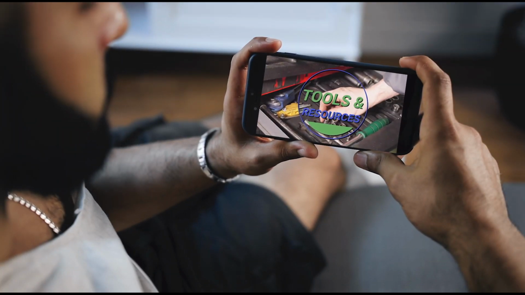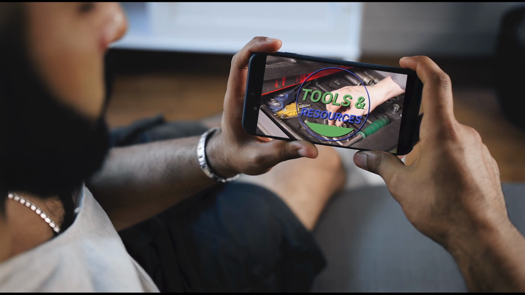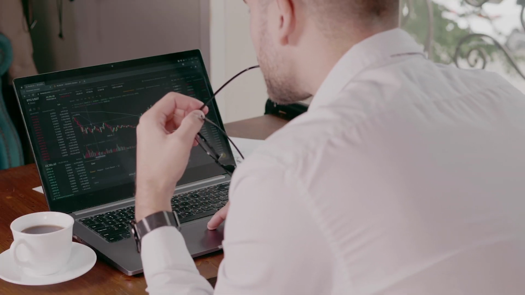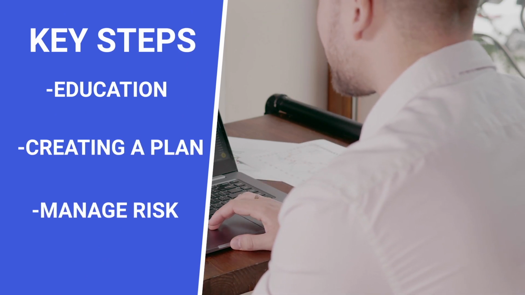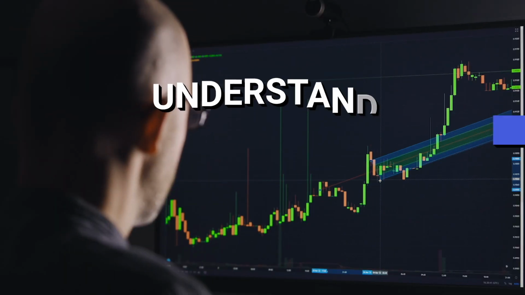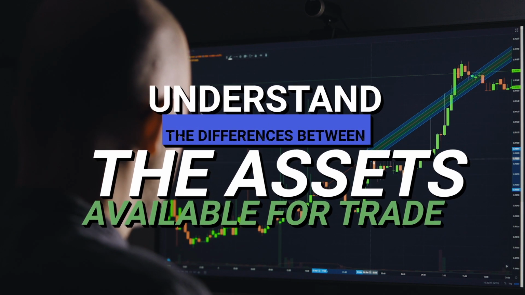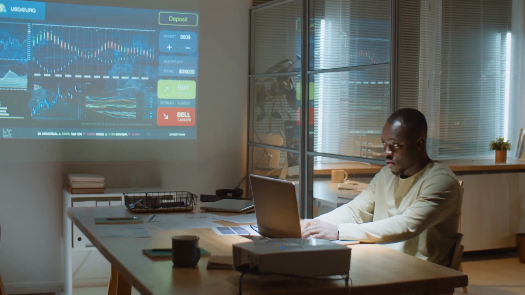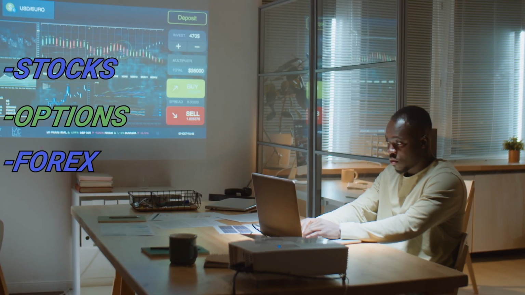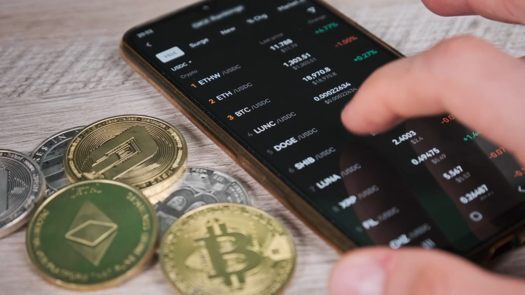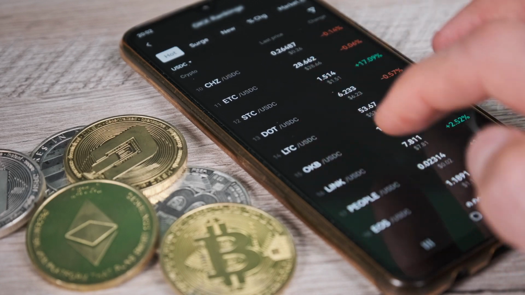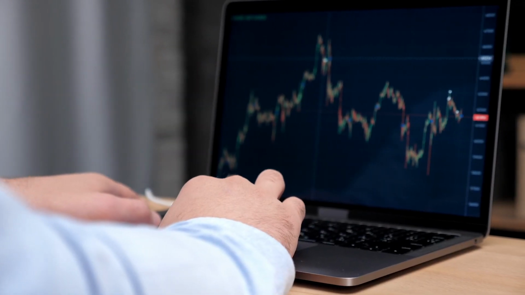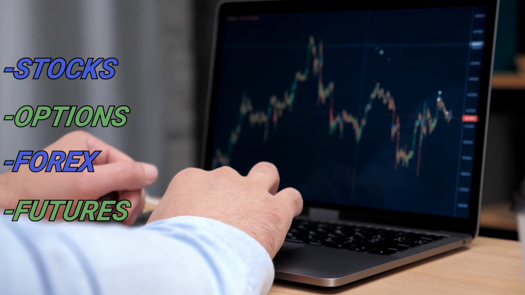In this video, we are going to introduce you to different types of asset classes and some key next steps to starting as a beginner trader, including having the proper education, creating a trading plan, and learning how to manage risk. When starting out, it is important to understand the differences between the assets available for you to trade. Some of the most popular assets include stocks, options, forex, and futures. Each asset class has its own unique characteristics and requires a different level of knowledge and skill to trade successfully. Let's go over these 4 asset types before diving into our trading plan steps.